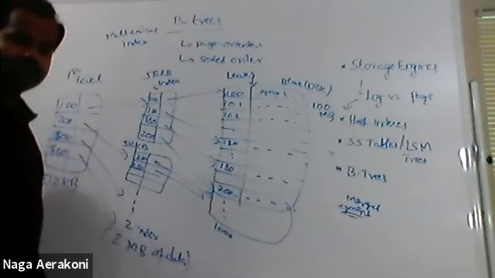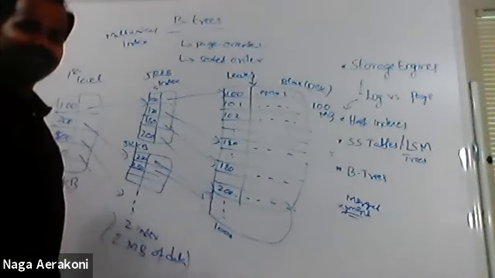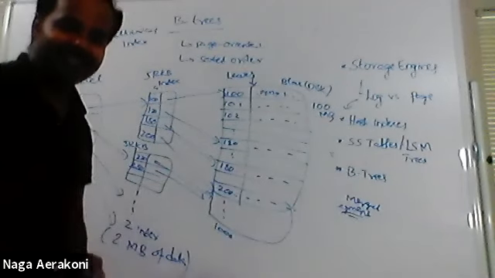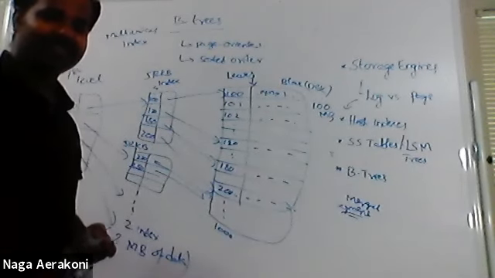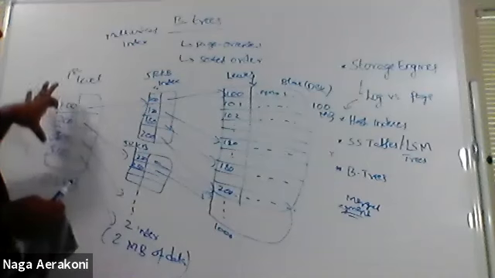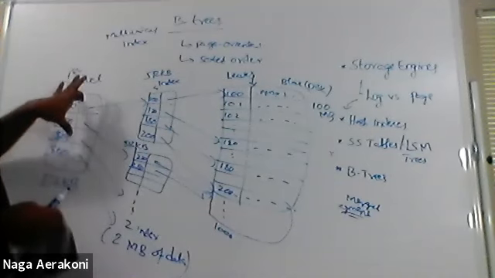Any questions? I'm trying to explain in the best way possible. Is the idea clear? Yes, Naga. Okay. So that's a high level idea of the B trees.